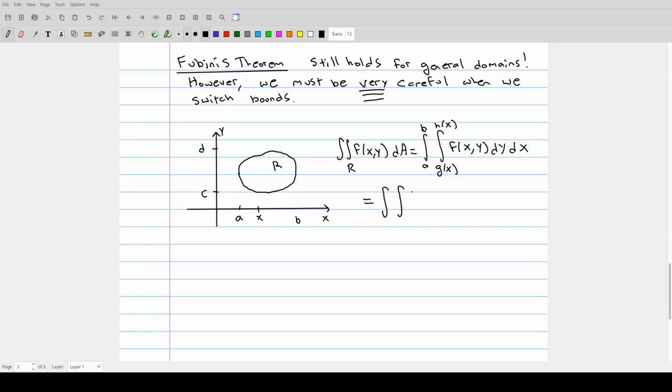How can we figure out the new bounds of the integral of the function f of x y dx dy? And the idea is very, very similar to before. Well, the outer bound has to be a constant to a constant. So if we draw a line from C to D, where C is the bottom of our domain to the top of our domain, this gives us the direct new bounds for y. It's from C to D.